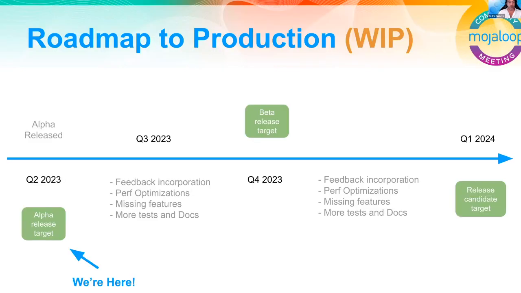Next steps. All we can do is propose a roadmap to production. And according to our cadence, what we can do is for the next quarters, incorporate feedback, work on the performance optimizations, the missing features, more tests, more documents, and then keep going. Just keep on doing it until we have a beta that is released. And then we keep on doing the same until we release a release candidate. So that's an intention. Hopefully we can get it as soon as possible.